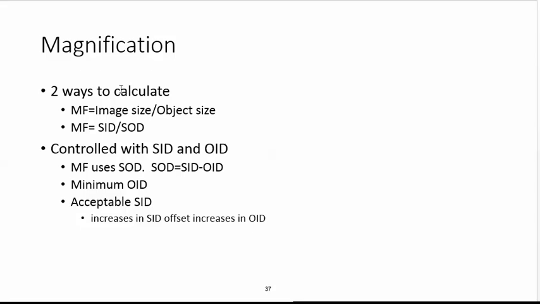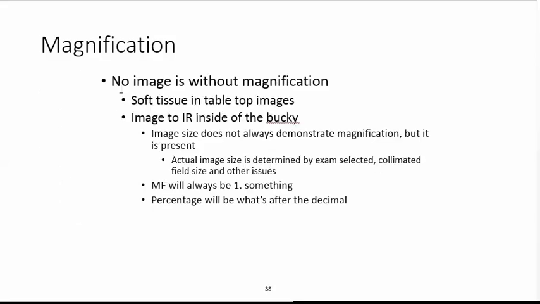Even if the display doesn't look like you've got magnification, there's always some magnification there. Soft tissue prevents your anatomy, even in your extremity work, from being in direct contact with the image receptor. What I mean by that is your bones never rest directly on top of the image receptor. There's always soft tissue on top of it that increases your OID. It may be insignificant, but your magnification factor is always going to be above 1 because of that.